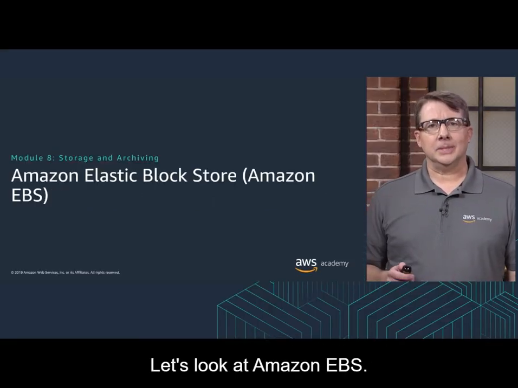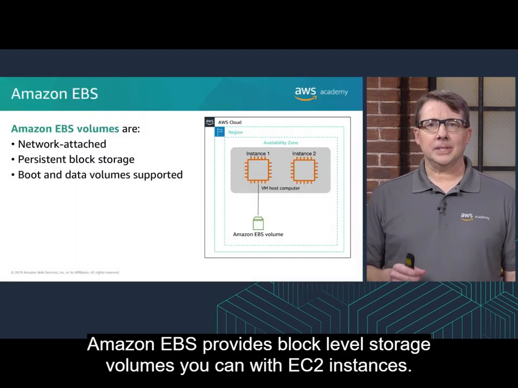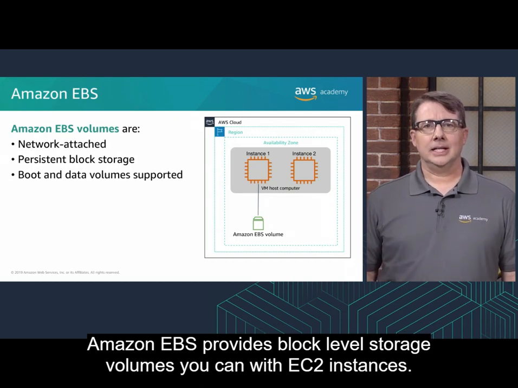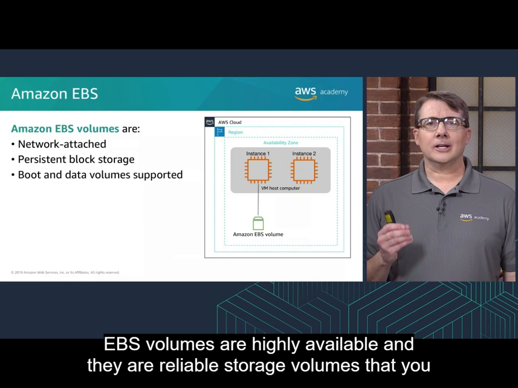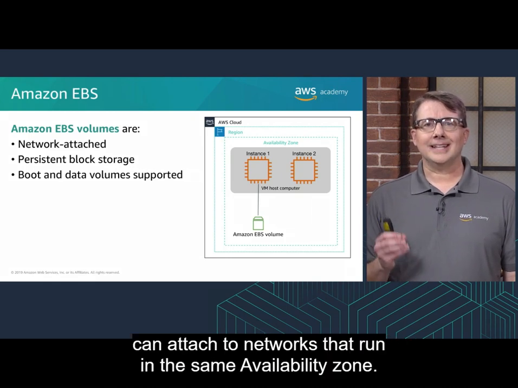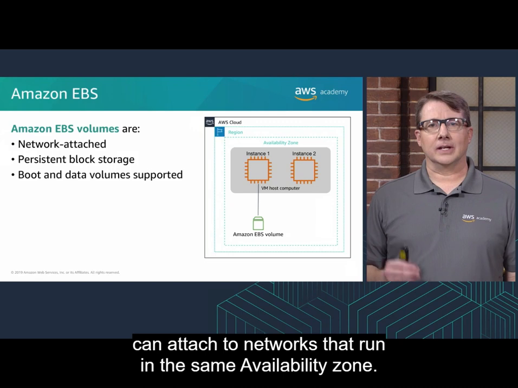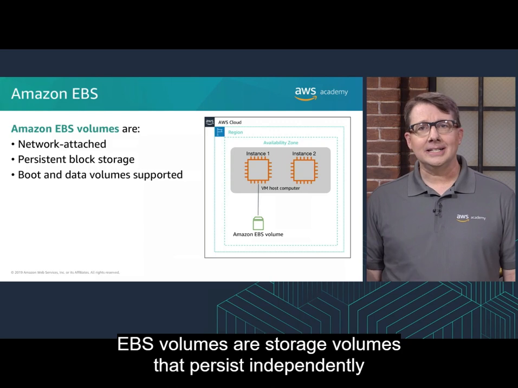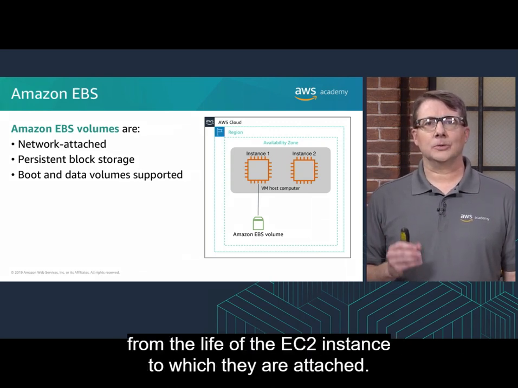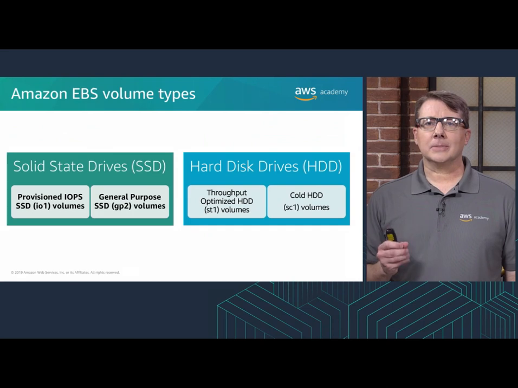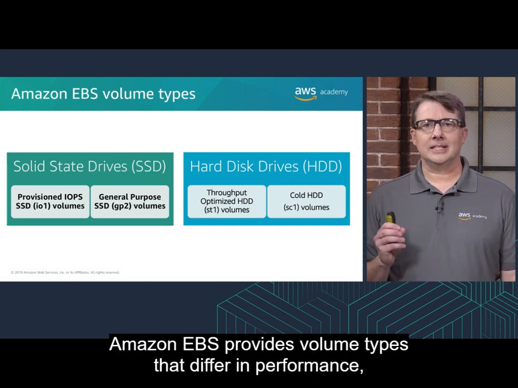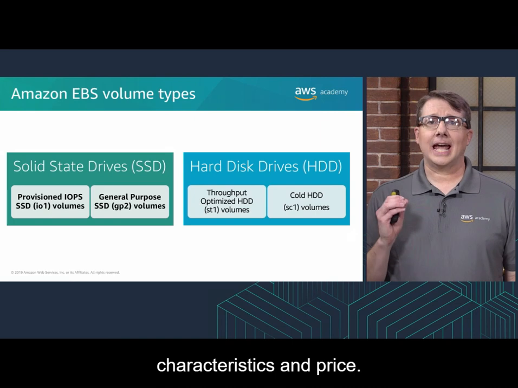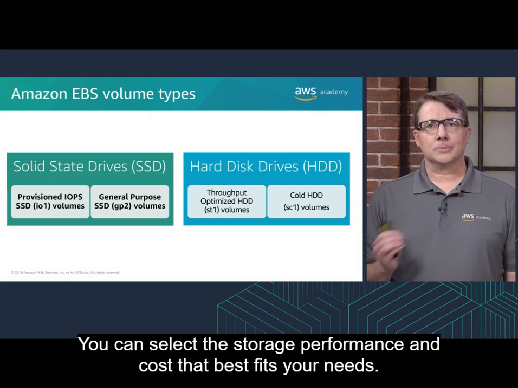Let's look at Amazon EBS. Amazon EBS provides block-level storage volumes you can use with EC2 instances. EBS volumes are highly available, and they are reliable storage volumes that you can attach to instances that run in the same availability zone. EBS volumes are storage volumes that persist independently from the life of the EC2 instance to which they are attached. Amazon EBS provides volume types that differ in performance, characteristics, and price. You can select the storage performance and cost that best fits your needs.